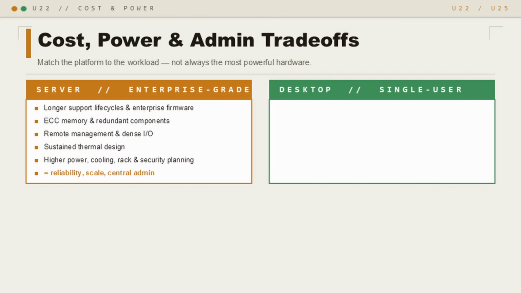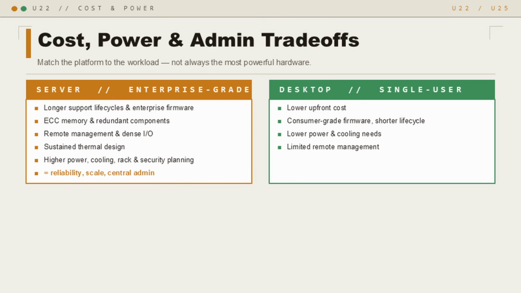Choosing to buy a server when a desktop would meet the requirements can be wasteful. Desktops come at a lower upfront cost. They have consumer-grade firmware and shorter life cycles. They have lower power consumption and reduced cooling requirements, simplifying thermal management and infrastructure needs. In comparison to servers, they have limited remote management. If the intended application workload on the computer is small, non-critical, and used by a single user, a desktop or workstation may be more practical because it has a lower overhead.